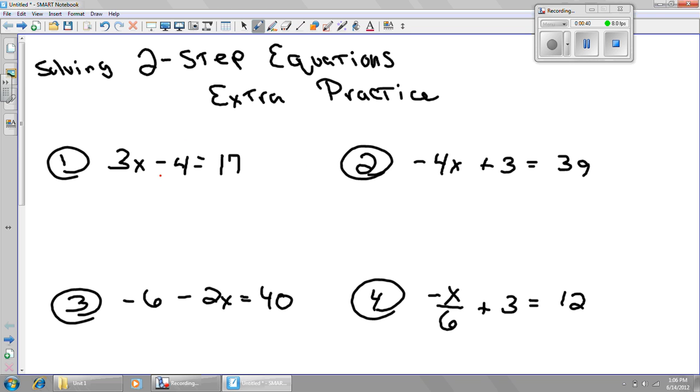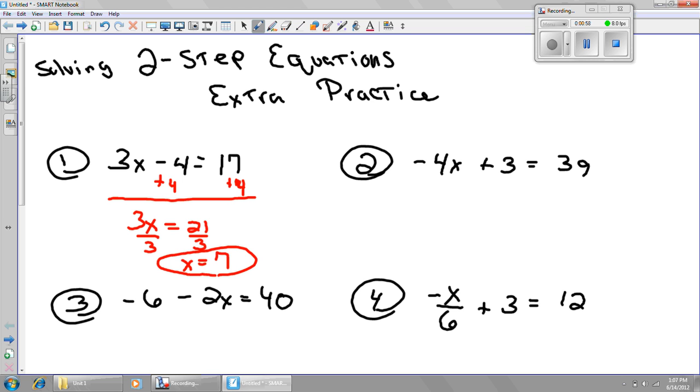Problem number 1. First step, I will add 4 to each side. Oops, make it look like a 4. And then I'll have 3x equals 21. Divide each side by 3. And x will equal 7. And there you go.